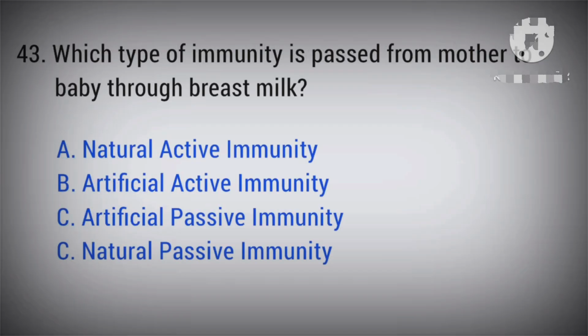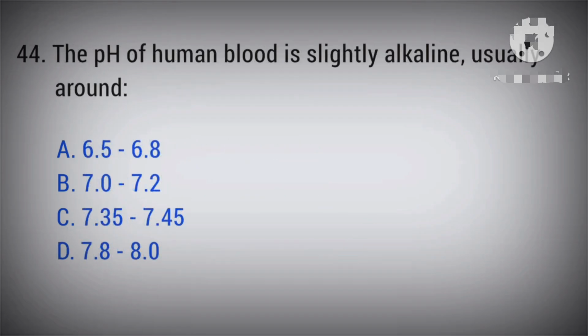Question 43. Which type of immunity is passed from mother to baby through breast milk? The right answer is option D, natural passive immunity. Question 44. The pH of human blood is slightly alkaline, usually around. The right answer is option C, 7.35 to 7.45.